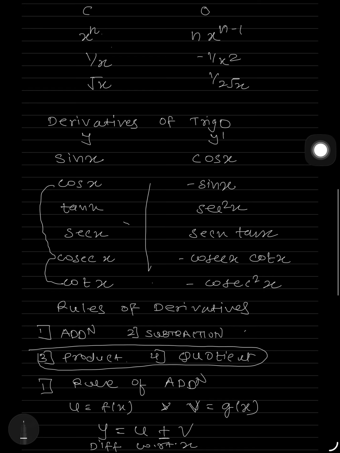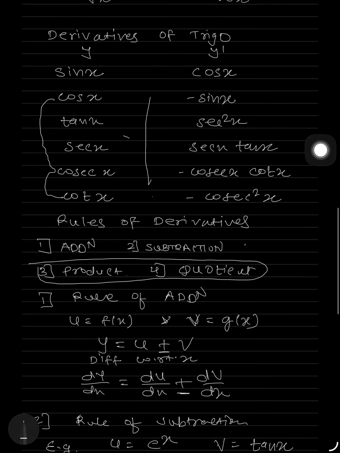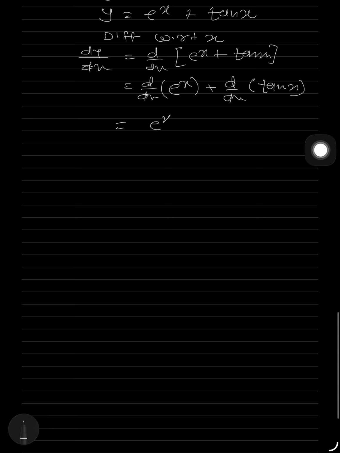Check it out. The derivative of e raised to x is e raised to x, and the derivative of tan x is sec square x. So the derivative is e raised to x plus sec square x. This is your dy by dx. We are going by very basic methods, and then we will go for the higher derivatives. Next we will take examples of addition and subtraction.